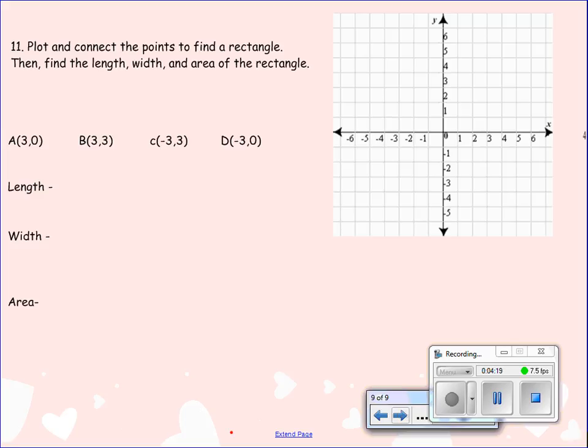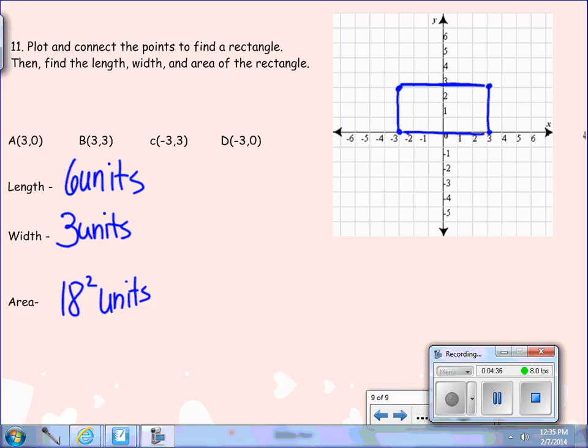You will also be asked to plot and connect points for certain shapes. So I'm going to pause this. We're going to plot these 4 points, and then we will connect the points and then determine what the area is of the shape. Okay, we plotted each one, then we connected the dots to form the rectangle. Then it asked us to find the area. So the length was 6 units, the width was 3 units. We multiplied the length times width, and we got 18. Since it's the area, it will be 18 square units.